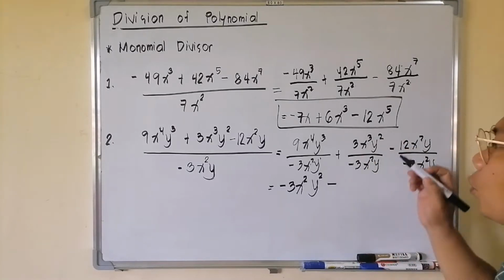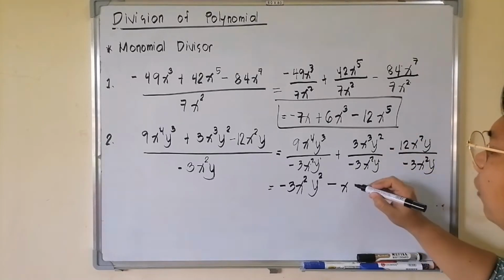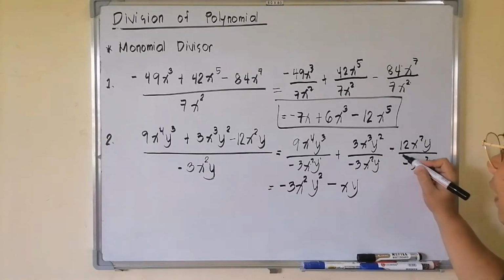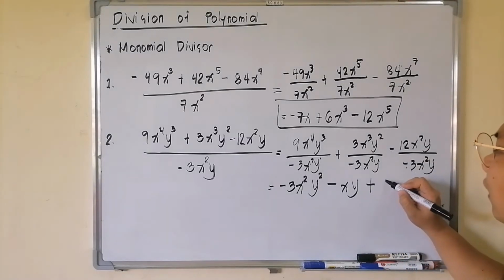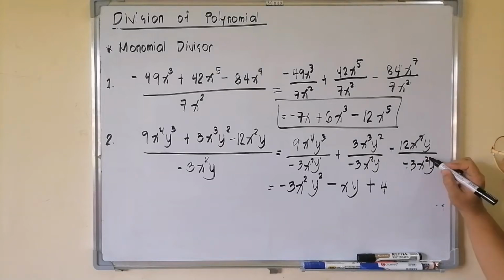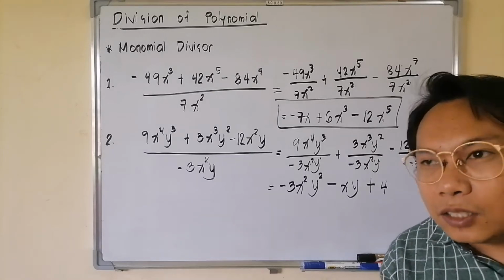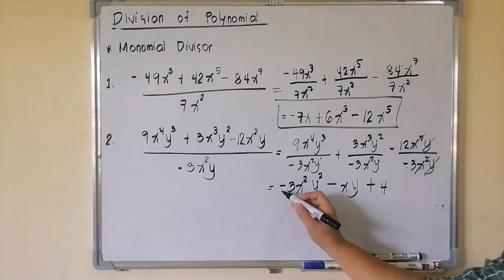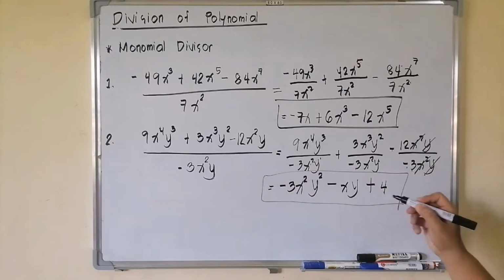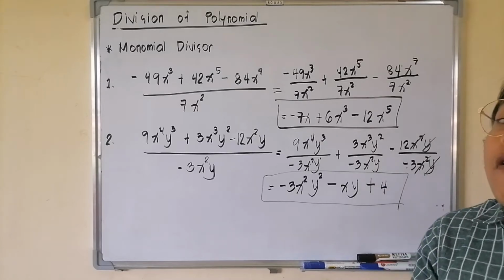3 divided by 3 is 1. 3 minus 2 is 1, so x, and y squared over y is y. Negative divided by negative is positive. 12 divided by 3 is 4, and x squared over x squared is 1, y over y is 1. So therefore, there is no variable left. So we are left with a constant. So the final answer now is this one: negative 3x squared y squared minus xy plus 4.